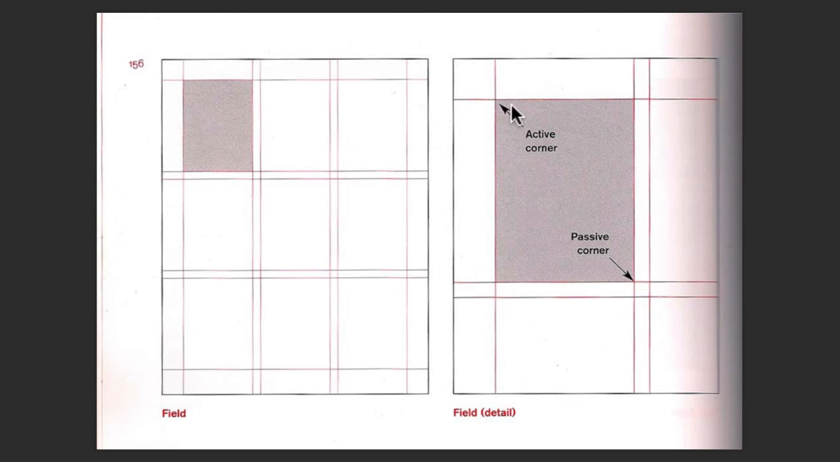Now, it's not that the upper left corner is always the active corner and the lower right is always passive. Any corner can be active. It's the opposite corner that's passive. So this could be an active corner here. And then if the element is not the same size as the module, then you pull it down from this side so that it fits 3 of the 4 sides. Okay, so active corner can be anywhere. The passive corner is the opposite corner.